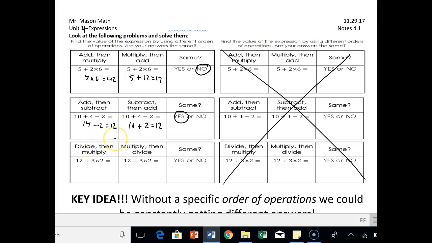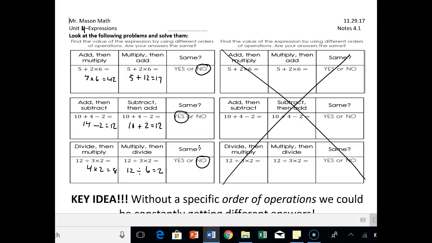Let's divide, then multiply. So divide, 12 divided by 3 is 4. 4 times 2 is 8. Multiply, then divide. 3 times 2 is 6. 12 divided by 6 is 2. Did we get the same answer? No. So basically, this was an exercise in determining that we absolutely need order of operations in our life.